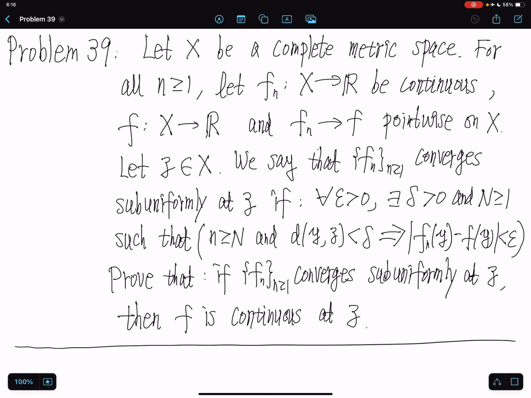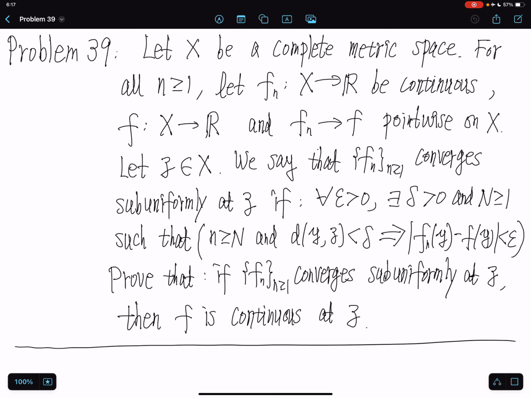Today we'll be working on the following problem. Let X be a complete metric space, and we have a sequence of continuous functions f sub n from X to R, and f from X to R, and f sub n converges to f pointwise on X. So this f is not necessarily continuous, right?